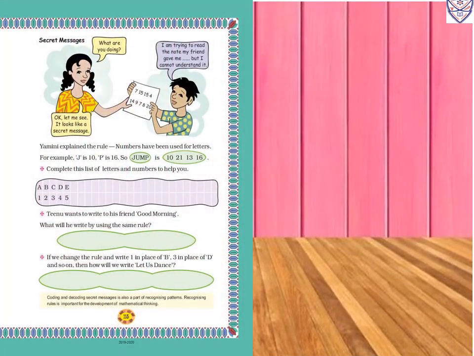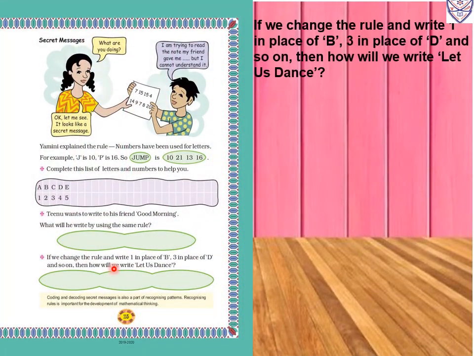Now same page. If we change the rule and write 1 in place of B and 3 in place of D, and so on, then how will we write let us dance? So if we change, we wrote A in place of 1, but here we have to write B in place of 1. So first we will see the alphabet.